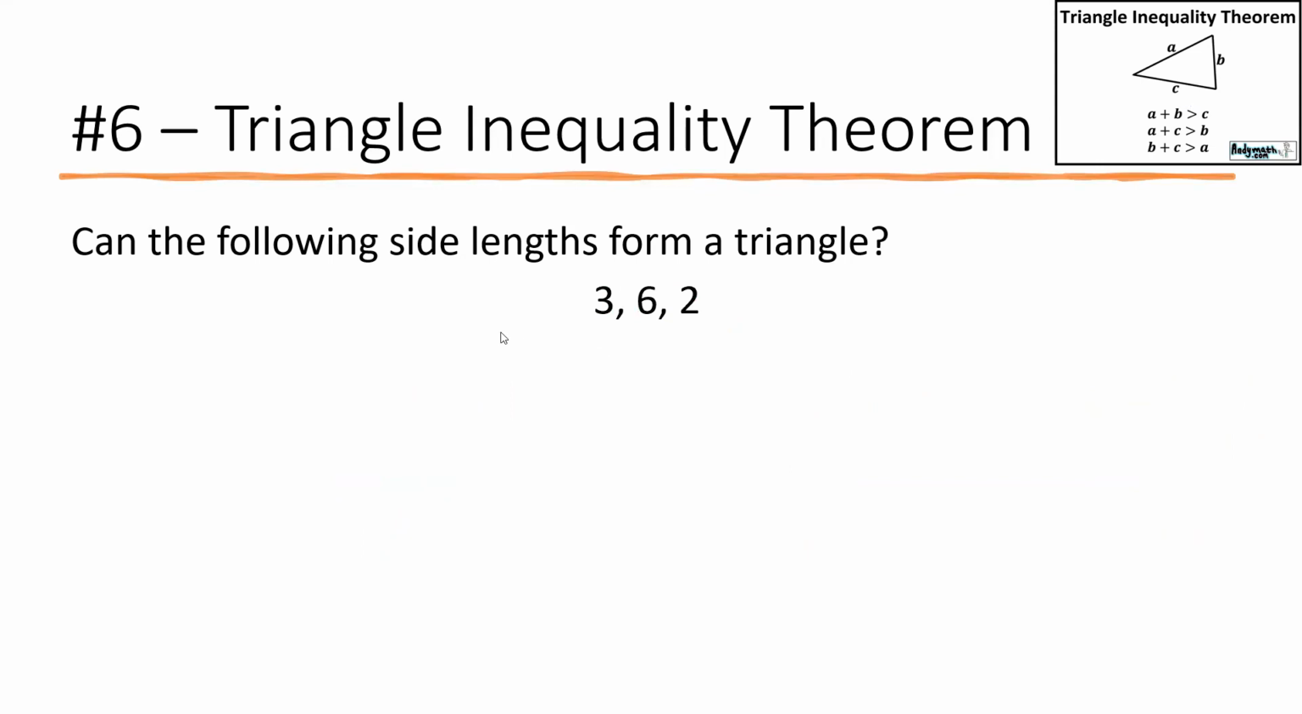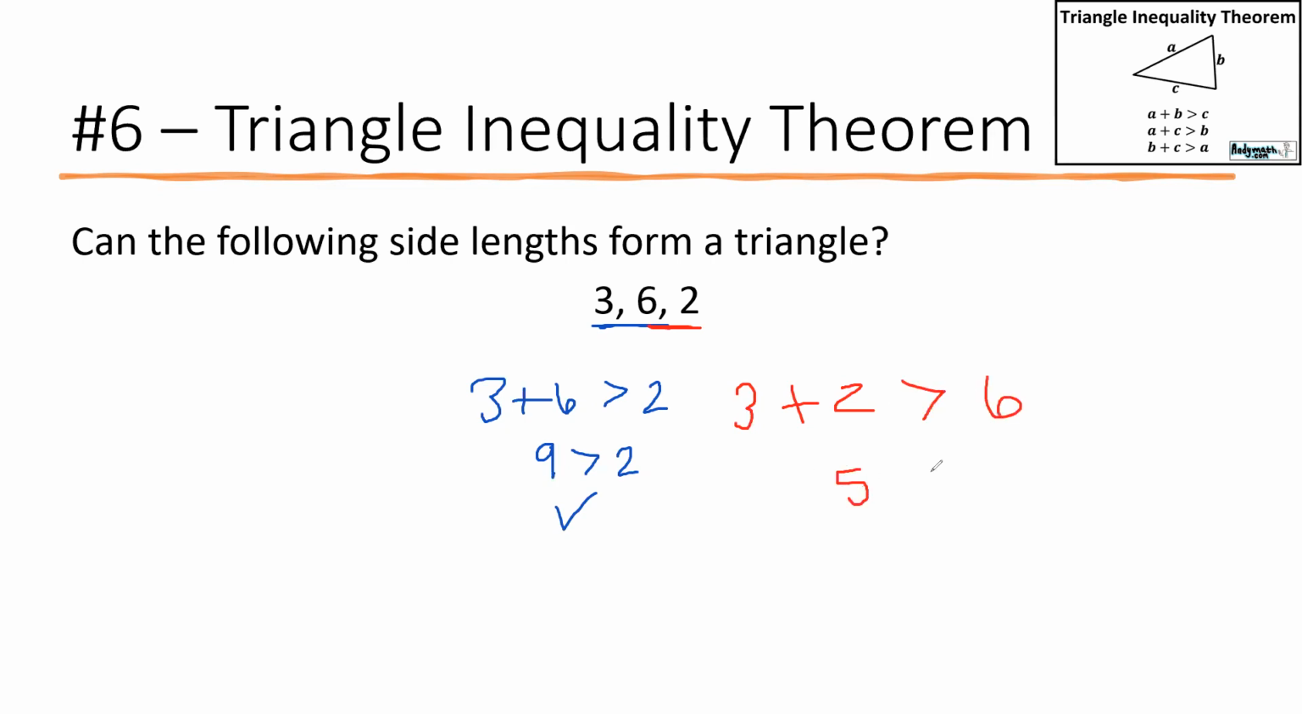All right, what if we have the sides 3, 6, and 2? So once again, if I want to know if they form a triangle, I'm just going to start with my first 2 here, add them up, see if it works. So 3 plus 6 needs to be greater than 2. 9 is greater than 2. Yep, that one works. Now let's add up the last 2 sides. 3 plus 2 needs to be greater than 6. Well, 3 plus 2 is 5. Is 5 greater than 6? No, that did not work.